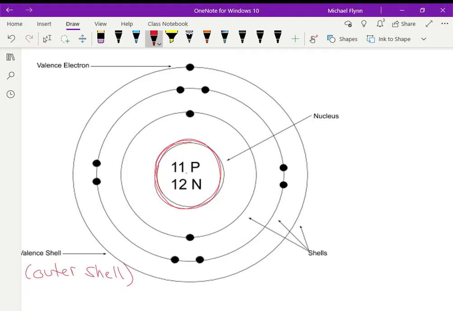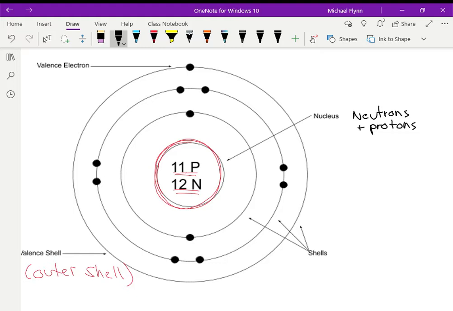Anyway, what's in the nucleus? Well, protons and neutrons are in the nucleus. So the nucleus is where the nucleons live. And that's actually a word, the nucleons. Nucleons are protons and neutrons. So here we have neutrons and protons. And that's what's in the nucleus. Those are the nucleons that live in the nucleus.